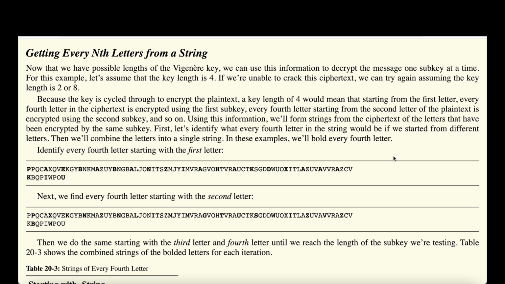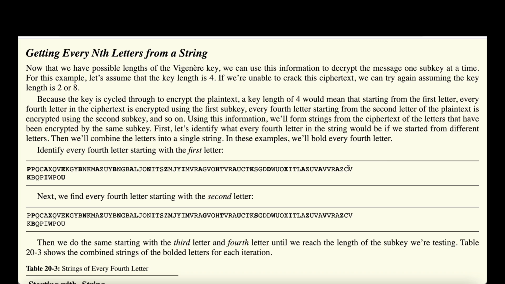So now that we determined the possible lengths of the Vigenère key, we can now basically decrypt the message one subkey at a time. So to get started, we could, for example, try a key with a length of 4, and if that's not working, then we could try the other options, so 2 and 8, the ones that are most likely to be the key lengths, to decrypt the message.